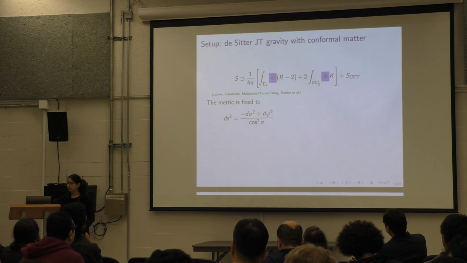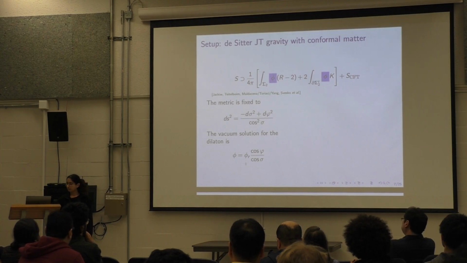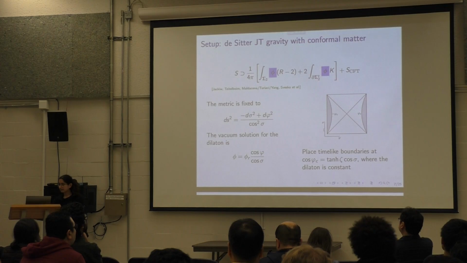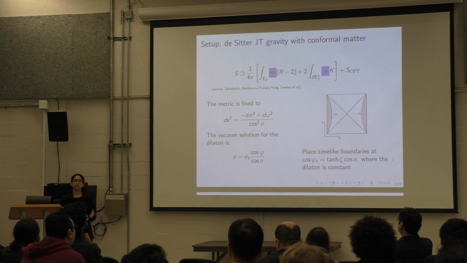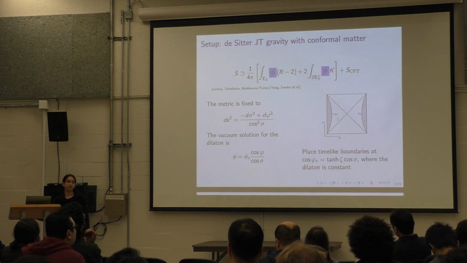And in particular, we will work with the solution where the metric is given by the following expression. So sigma is some time direction and phi is a spatial direction. And also if we find the vacuum solution for the dilaton, we find the following expression given here. Here phi sub r is some unfixed constant, whose meaning I will explain more in later slides. So in this setup, we place time-like boundaries at the following locations where the dilaton is constant. So just to be clear, beyond the locations of the time-like boundaries, we cut out the space-time that is in here.